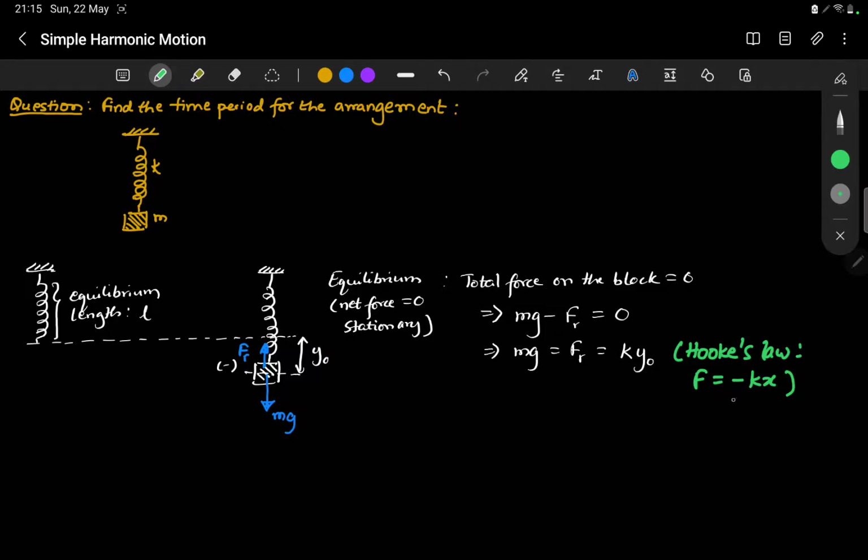This negative sign basically shows the direction in which the force is being applied. So we have already drawn this vector opposite to mg, so that negative sign has already been catered to. This negative sign simply means that the force is opposite to the extension. That means restoring force is opposite to extension. This comes from this negative sign right here.